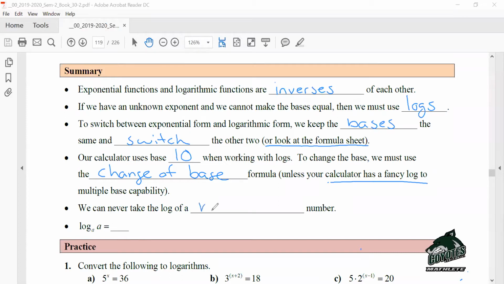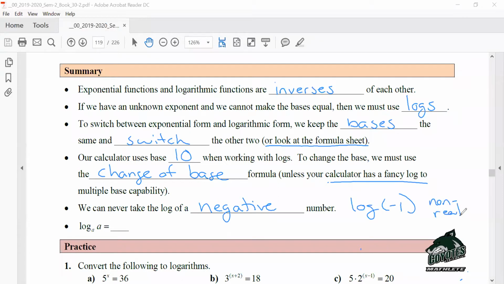Okay, you can never take the log of a negative number. So if you tried to put something like this in your calculator, it's going to say no can do. It's going to probably say error or non-real answer, something. I don't even know anymore. I don't use a calculator that much. Probably says non-real.